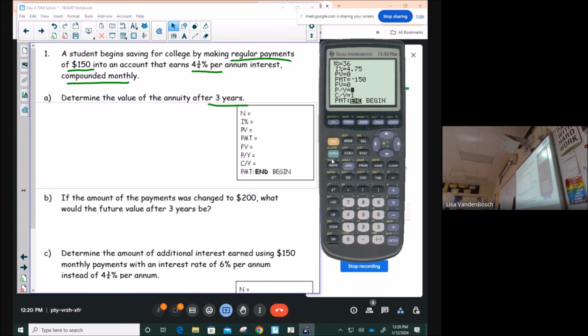Okay, what am I going to sub in for PY and CY? Why 12? Because it's compounded monthly. You're going to see as soon as you put in the PY, the CY will automatically change as soon as you press enter. It's kind of like they want to be the same. So go back up to your future value. And here's where we're going to go: alpha, enter. Wait, why are you going up to this? Because we're solving for the future value. It says determine the value of the annuity in 3 years. You go back up and then press alpha, enter.